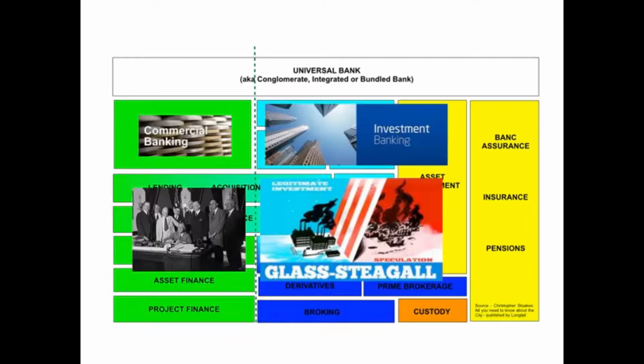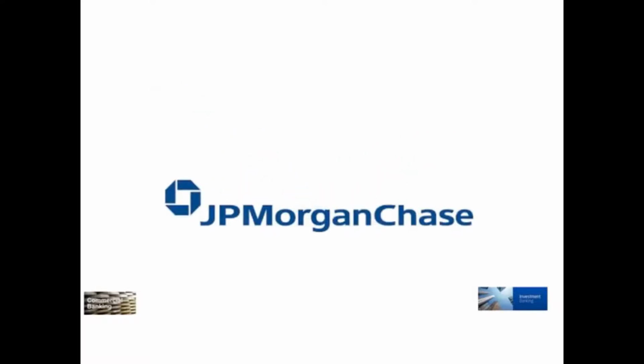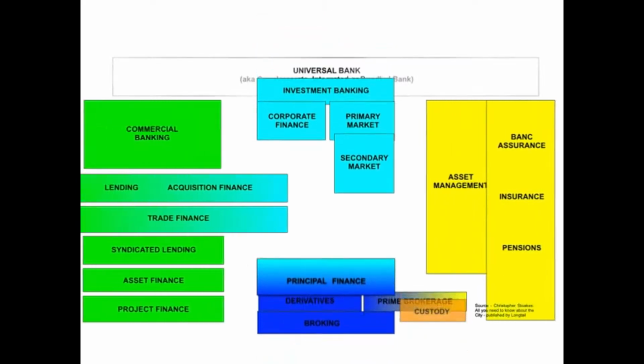In 1999, after 70 years of relative financial calm, the Glass-Steagall Act was repealed. This allowed large commercial banks such as Chase Manhattan, the largest commercial bank in the USA at the time, to merge with JP Morgan, a major investment bank, to create JP Morgan Chase & Co. And that is the universal banking model.